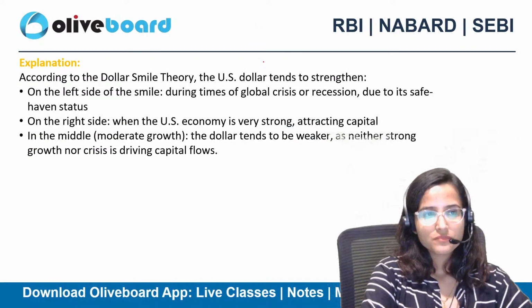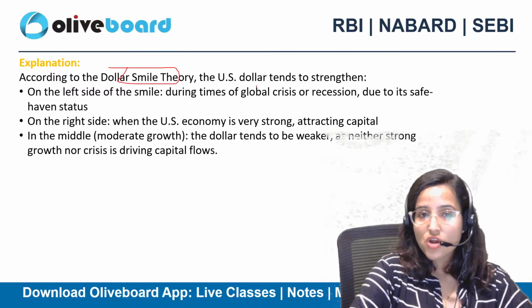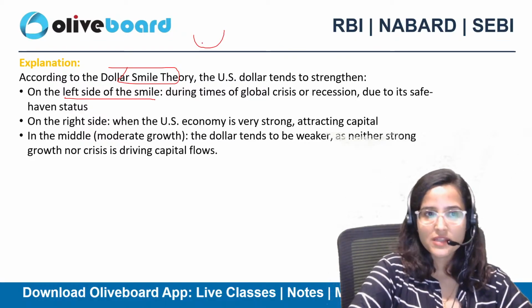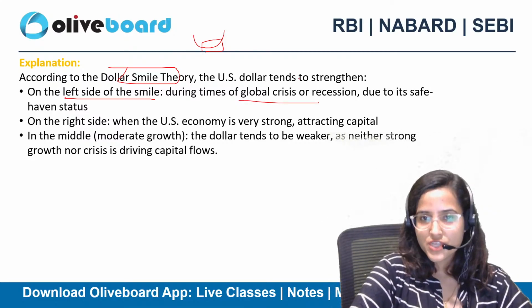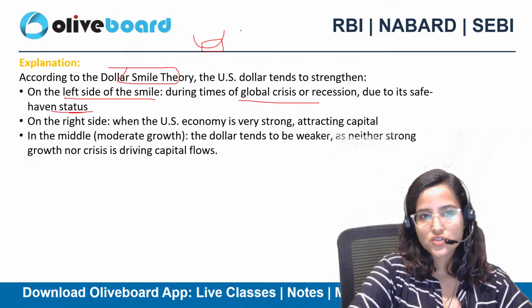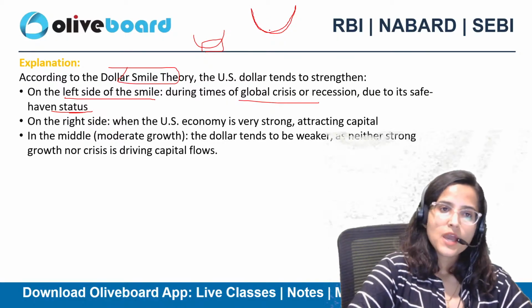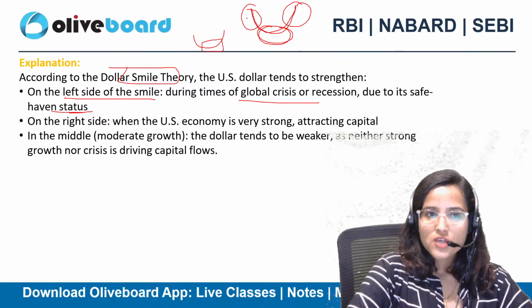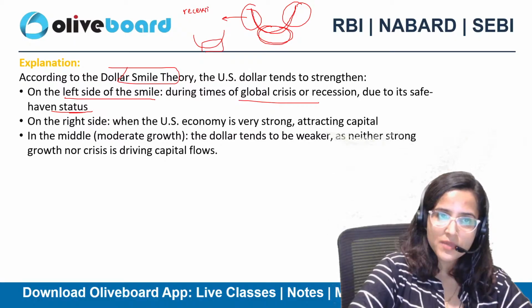Okay, so what happens during this dollar smile theory? The US dollar tends to strengthen on the left side of the smile. This is your moderate, right? On the left side of the smile, during times of global crisis or recession, due to its safe haven status. So this is how a smile looks like. This is your moderate period. This is your left side of the smile and this is the right side of the smile. So on the left side of the smile, you can consider it a recessionary period. During that time, the dollar performs well.